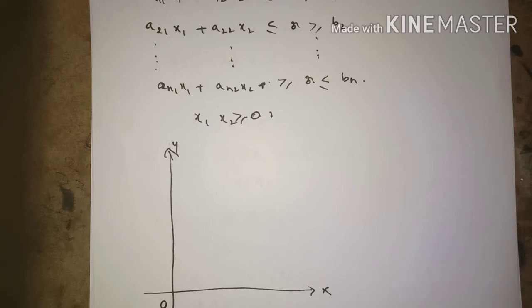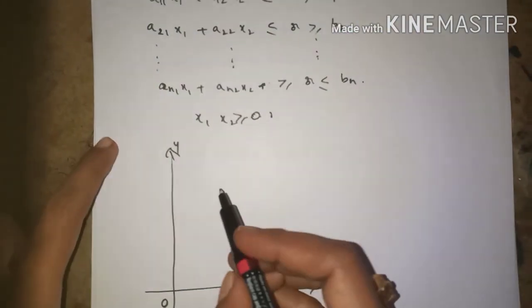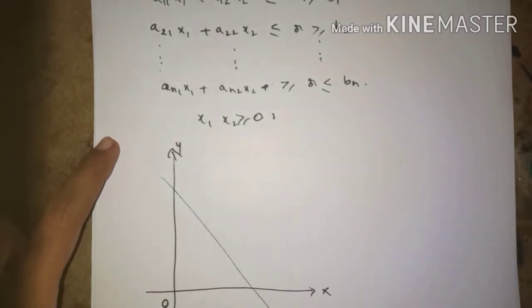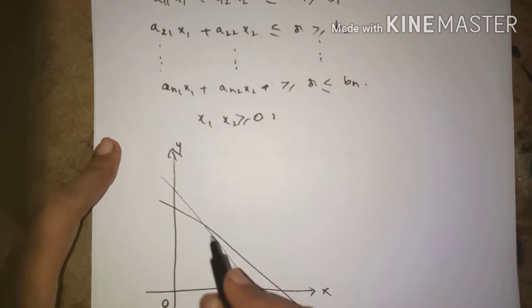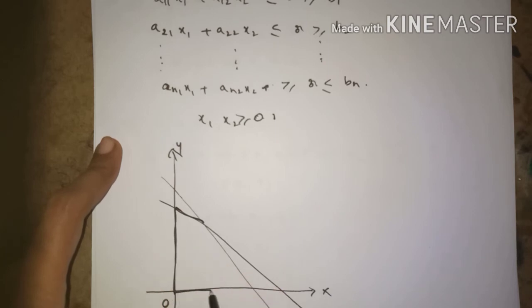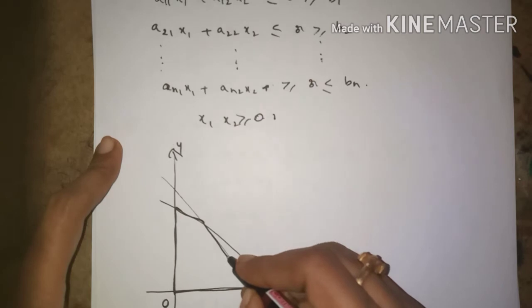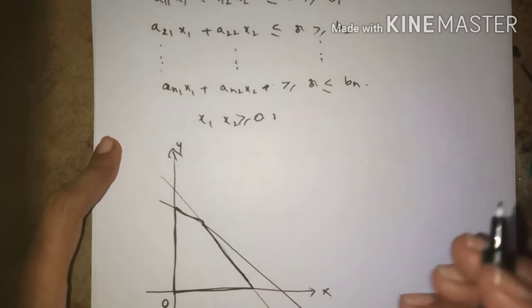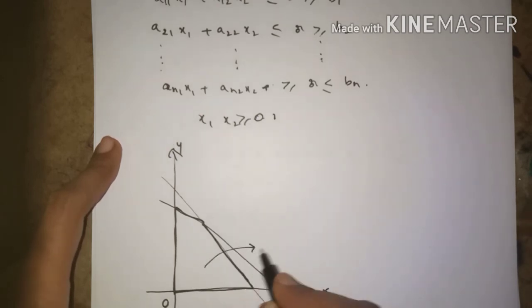You have to remember this. Another point: for example, based on the first constraint we may have one line like this, one more line like this, and one more line in this form. We have got this type of region. This is the feasible region we have got. Two constraints are given, and the two constraints have the less than or equal to symbol.